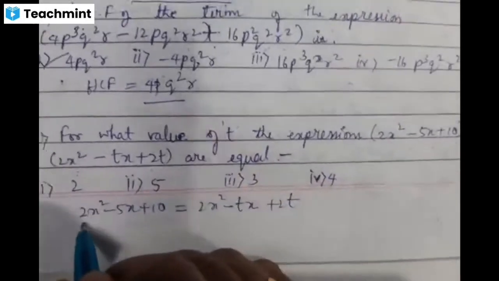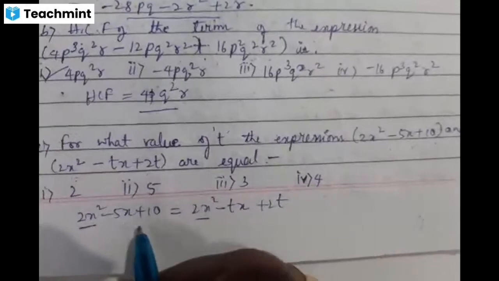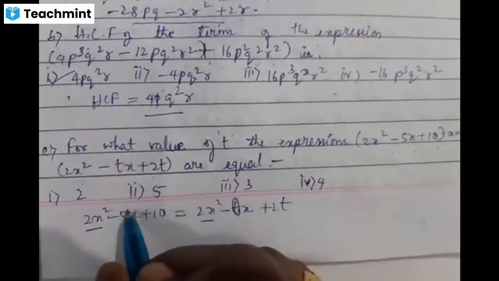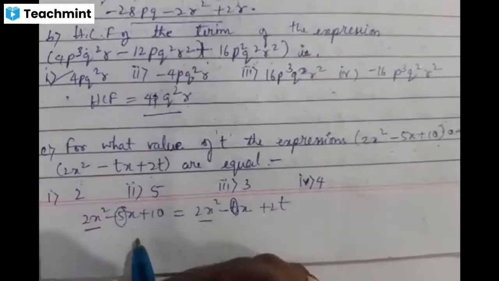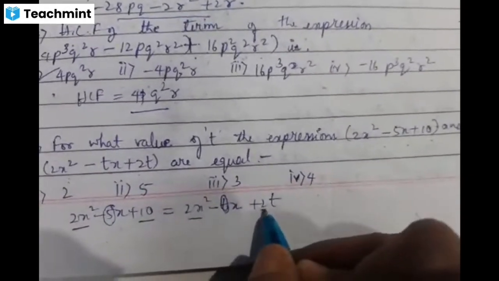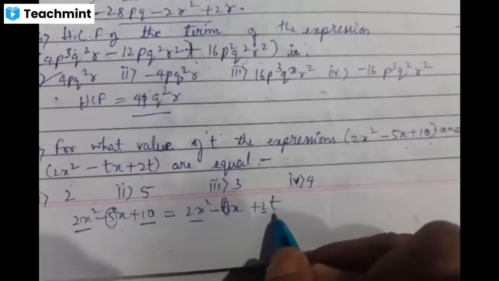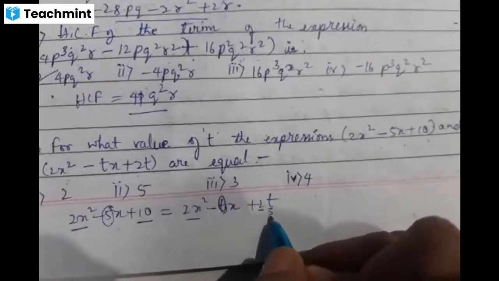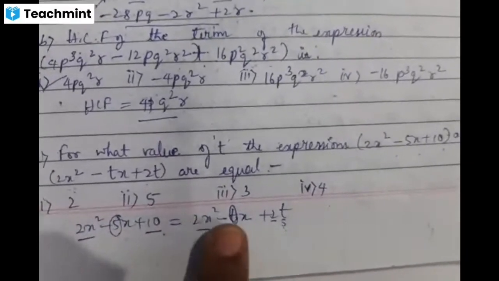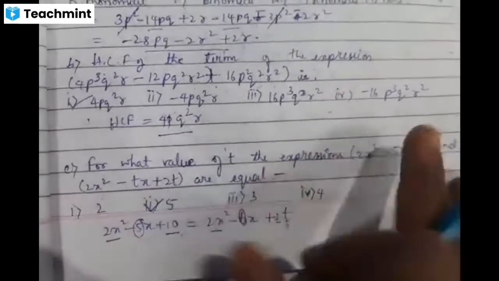By comparing the first term, 2x square is equal to 2x square, and in place of t we have 5. Now what about this 10 means? Here 2 into how many times is 10? Because t is 5, substitute in place of t 5, you get 2 5s are 10. Therefore the value of t is equal to 5 children. So we are going to tick 5.